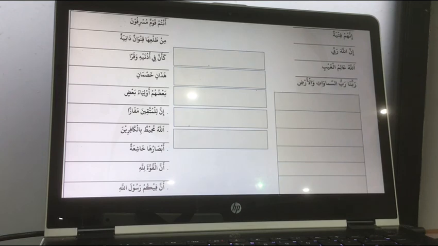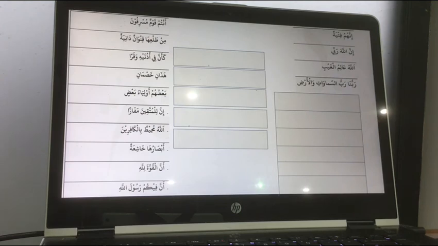Next one. Rabbuna Rabbus samawati wal ard. What is Rabbuna? You said Rabbi means my Lord. So Rabbuna means? Our Lord. Good. Is there any connection, any fragment, between Rabbuna and Rabbu? No. So if there is no fragment, then what do you do there? Is. So our Lord is Rabbus Samawati.